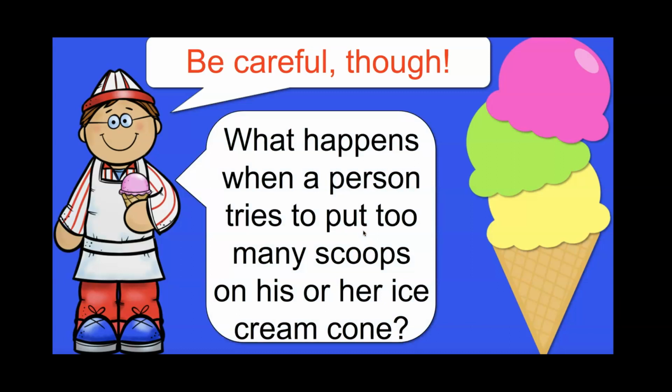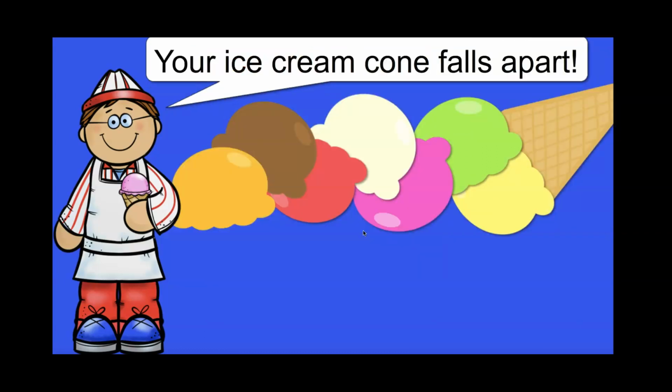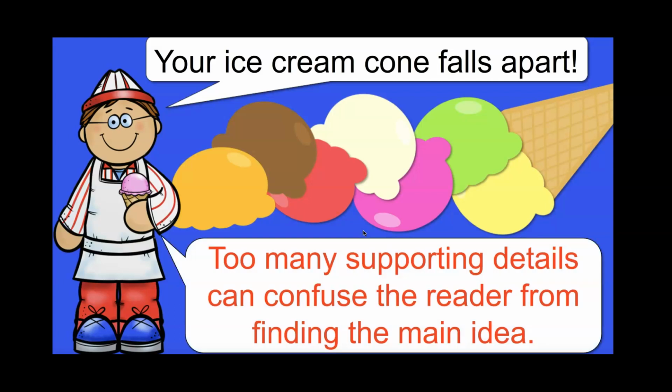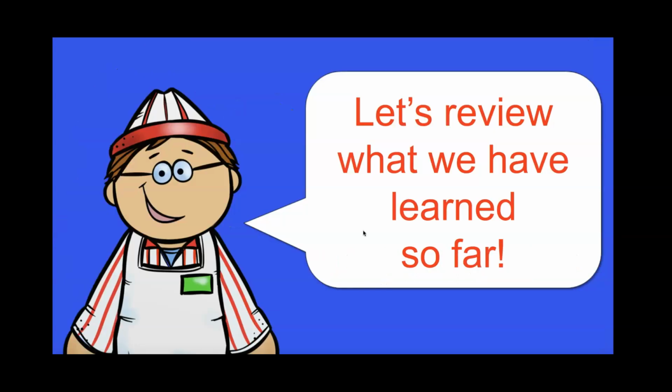So what happens when a person tries to put too many scoops on their ice cream cone? As much as I'd like too many scoops, your cone is going to fall apart. Same thing if you're trying to put too many support details. If you put too many, it's going to confuse the reader from finding the main idea. All right. And if you're writing, you want your reader to figure out what the main idea is. And just like if you're reading, you really need to be able to identify the main idea. So they're not going to put 15 supporting details in there.